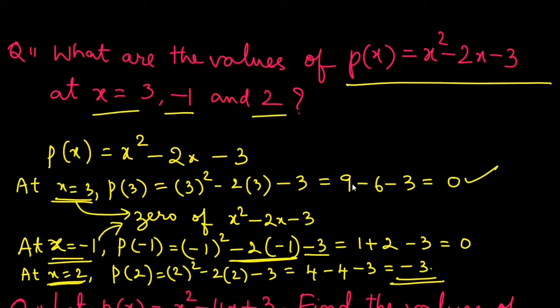Here we have got two zeros. X is equal to 3 and x is equal to minus 1. A polynomial with degree 2 can at most have two zeros. So we have obtained two zeros here.